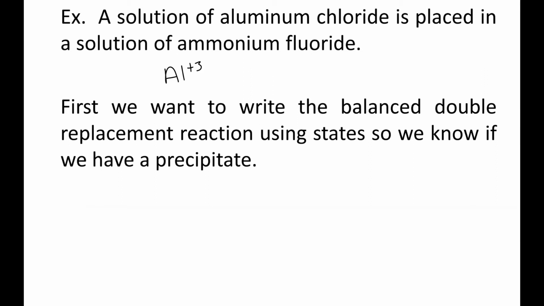So we've got aluminum, +3. We've got chlorine, or chloride, -1. Ammonium, and fluoride. Okay, so let's write the equation. So we've got aluminum chloride. Now remember, it's a solution of, so we know it's aqueous to begin with. And ammonium fluoride.